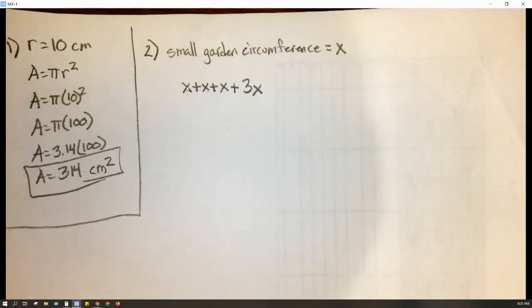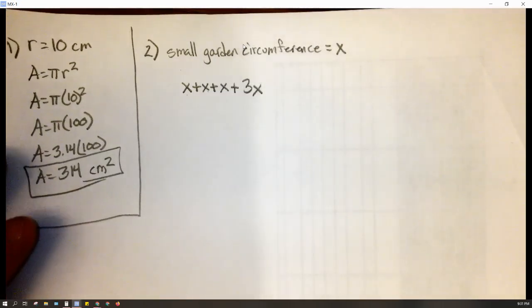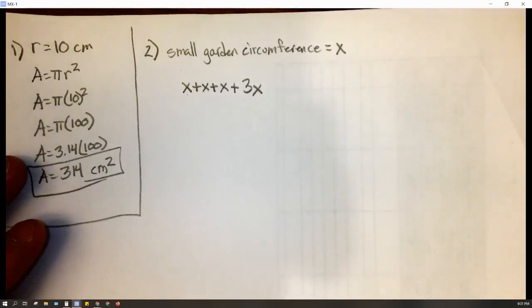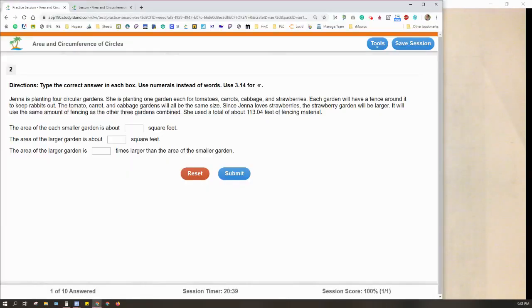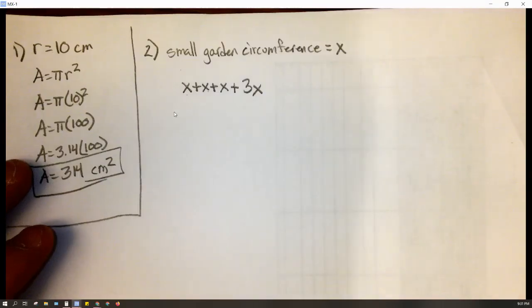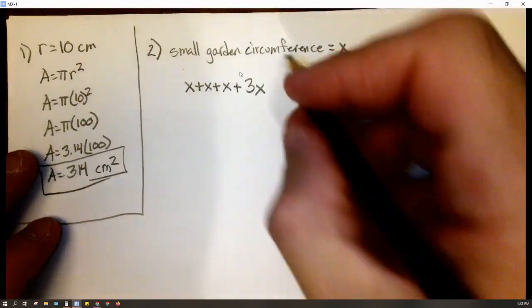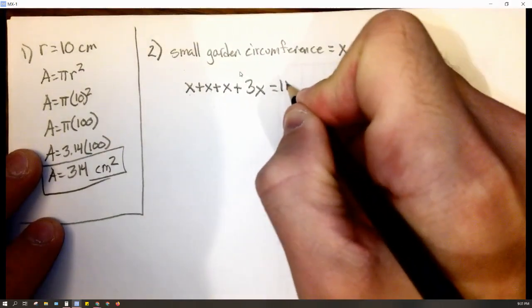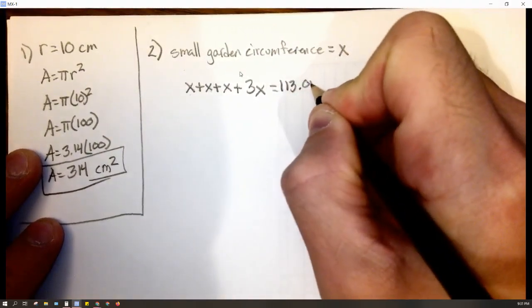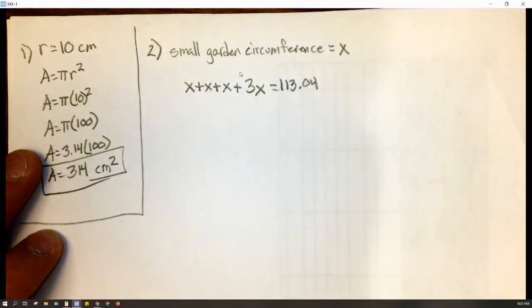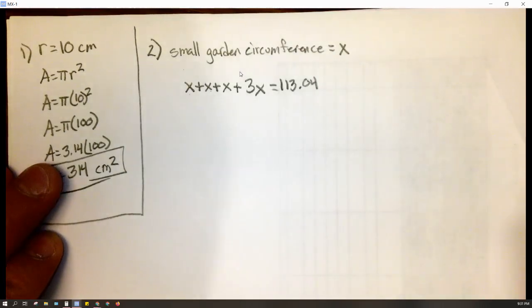So here's the fence for tomato, here's the fence for the carrots, here's the fence for the cabbage, and here's the fence for the strawberry. She said altogether they used 113.04 feet of fencing, I believe. So if we add up all the fencing for all 4 gardens, it should be equal to 113.04 feet of fencing. So now we can solve this equation.